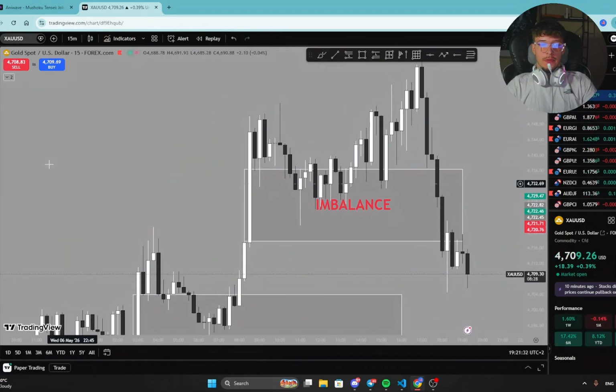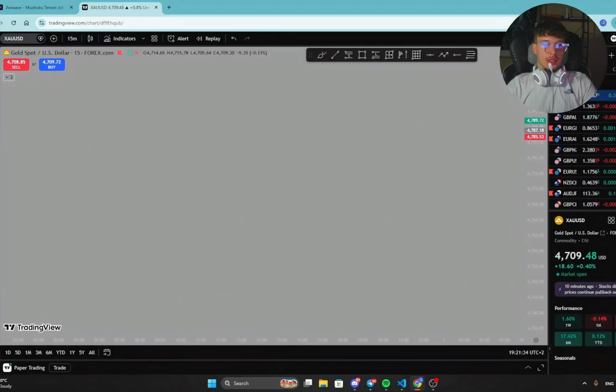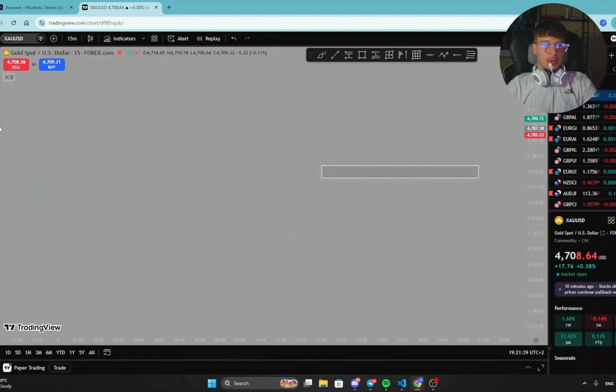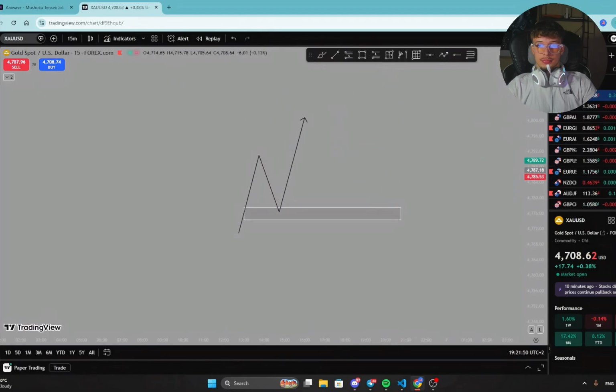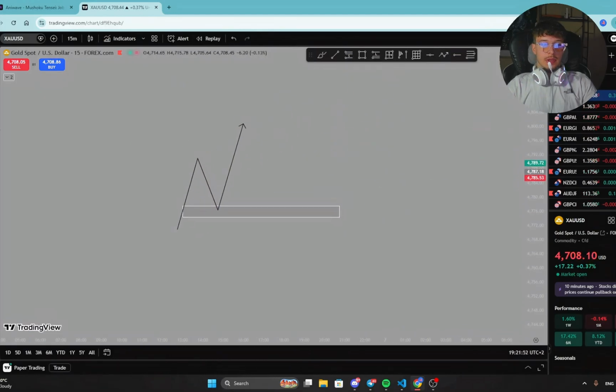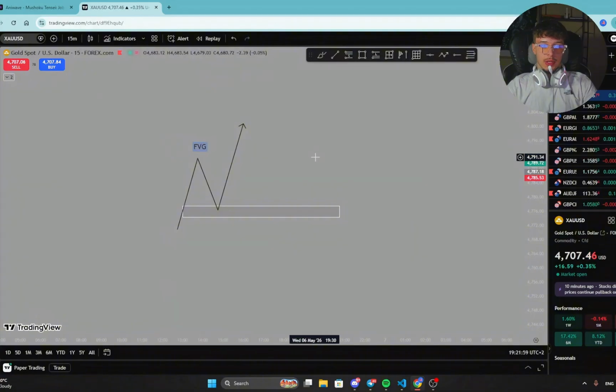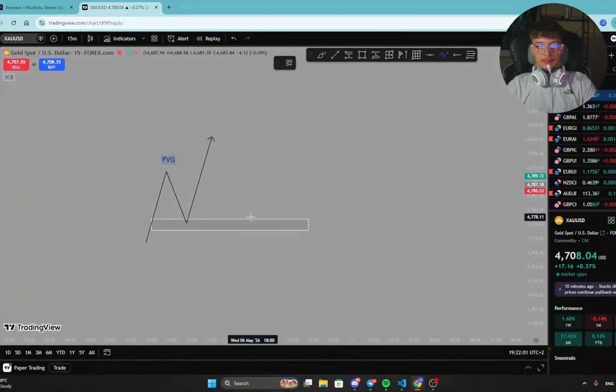First of all, with fair value gaps, price usually does this. So you've got your fair value gap right here, and I'm gonna do this. Price came, made the fair value gap, comes back into it and goes higher. What is an inverse fair value gap? That is FVG, fair value gap. Remember that term. Then, inverse fair value gap.